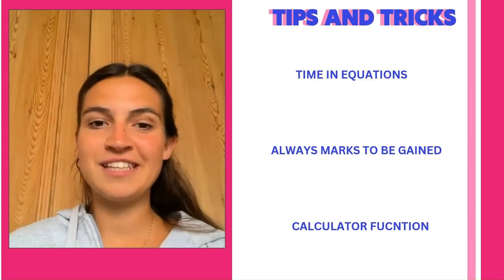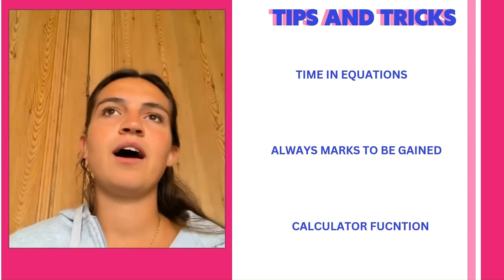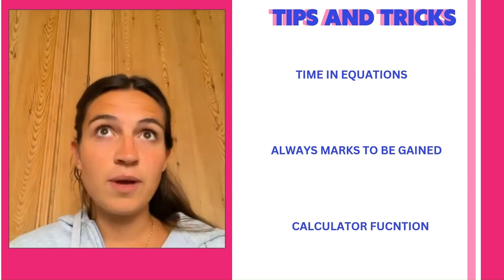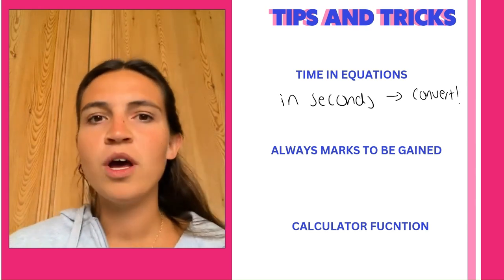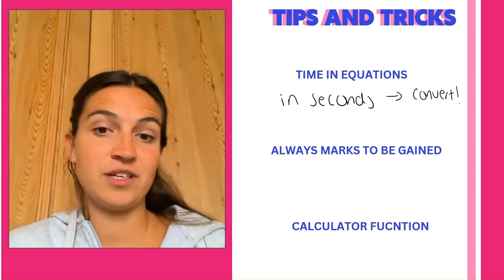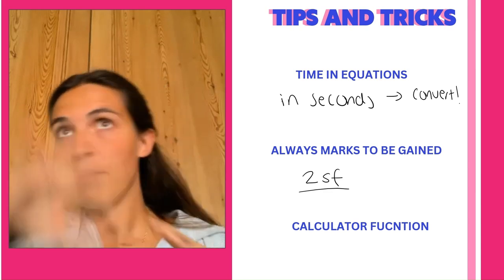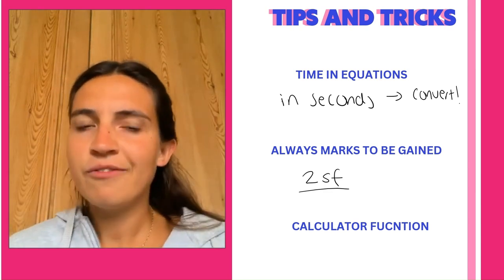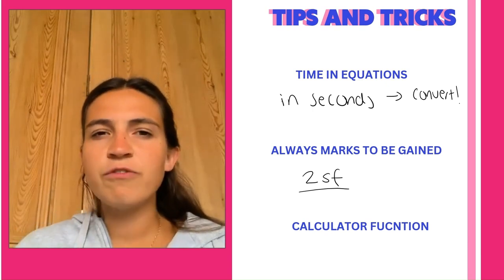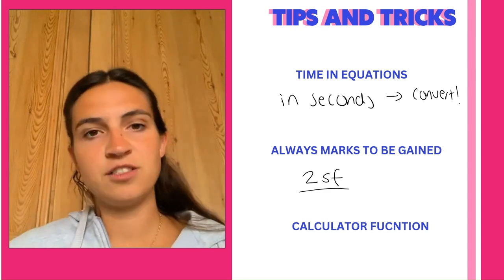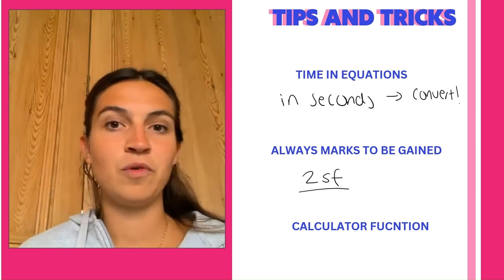Okay, tips and tricks for this section. So the first tip is time in your equations is usually in seconds, okay? So if they give you a time in minutes, you will need to convert it into seconds before you can plug that time into your equations. Second trick is there are always marks to be gained somewhere throughout your papers for leaving your answer to a certain number of significant figures. So you need to look for where it says, please leave your answer to 2 significant figures, and make sure you've done it, because it's marks that some pupils lose.